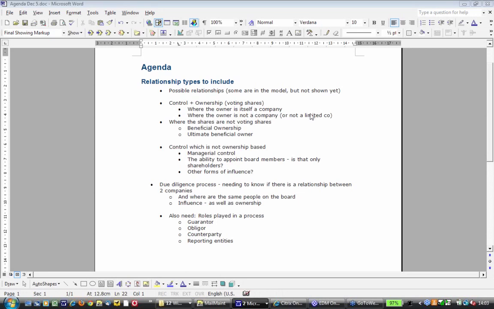So there's two obvious questions there. One is, what about if the owner is not a company? So we have control ownership, but it's not actually another company. Another is, what about shares that are not necessarily voting shares? So shares of any class at all, which would include voting and non-voting shares, what we call beneficial ownership. And in the model as it stands, we have a term called ultimate beneficial owner, which has a few interesting questions around it that I want to cover.